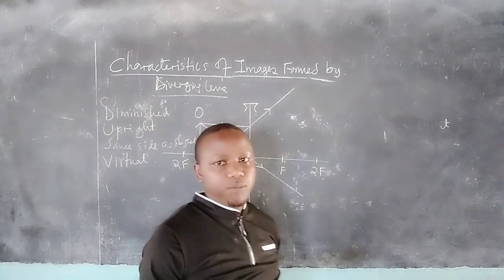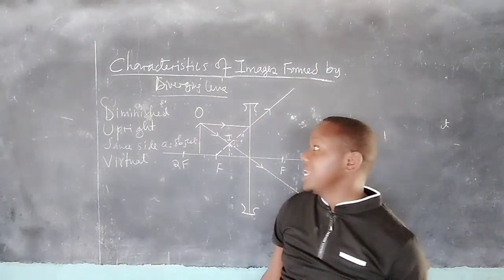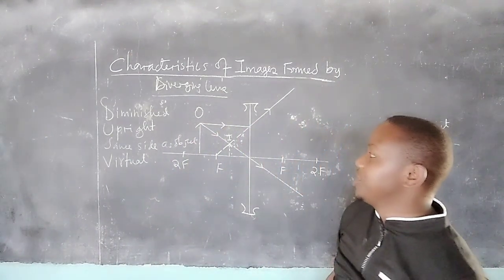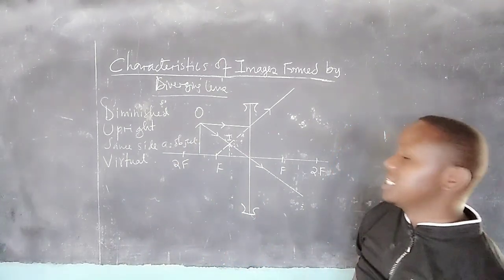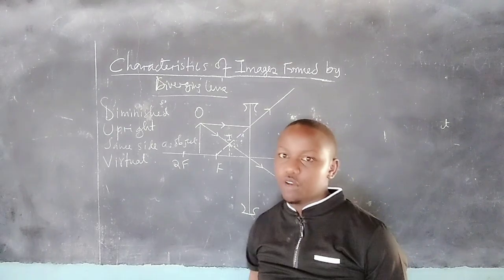So that is how we study the properties of images formed by thin lenses. For a diverging lens, all the properties are these ones. For the converging lenses, we have seen the properties depending on the position of the object.